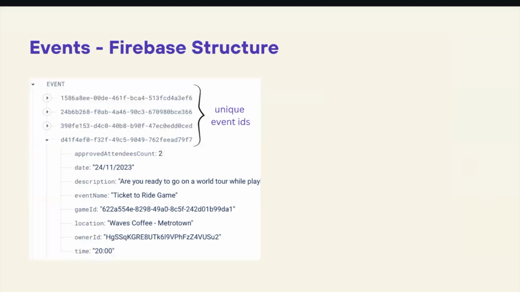Here you can see the structure of the events table in Firebase. Each event is represented by a unique event ID, and fields such as approved attendees count, game ID, and owner ID are also here.